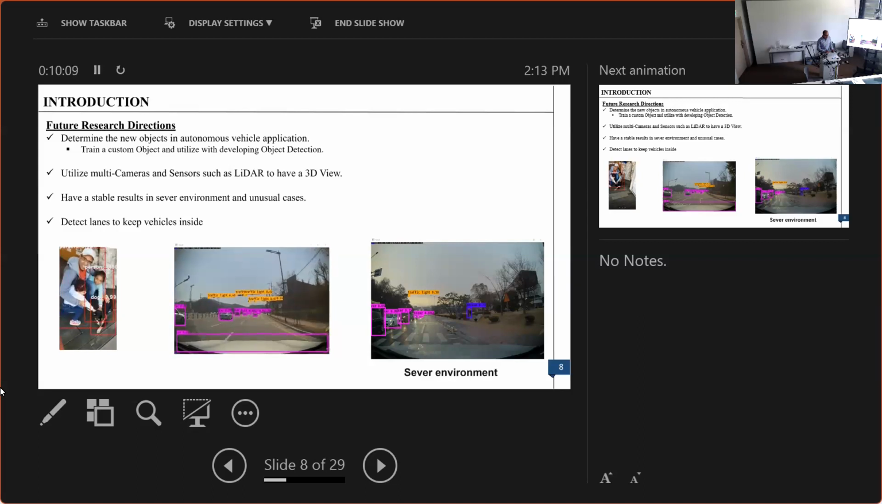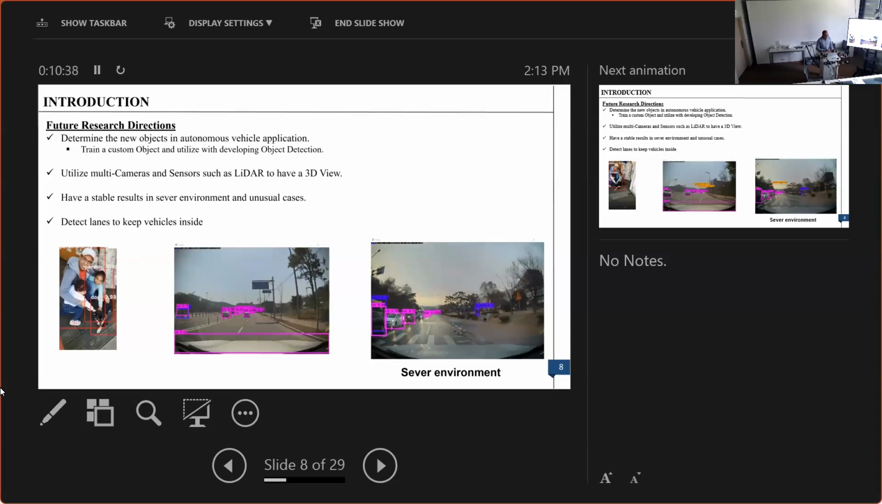Also, I started to collect data from severe environments. For example, I have one video where the car is moving into a tunnel. As we know, the light condition before the tunnel is different from after the tunnel, so I also collected those data. Unfortunately, I haven't pursued that point so far.